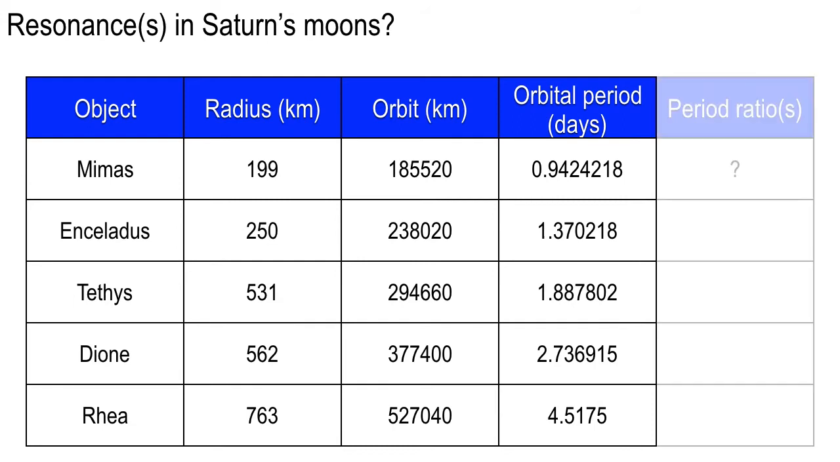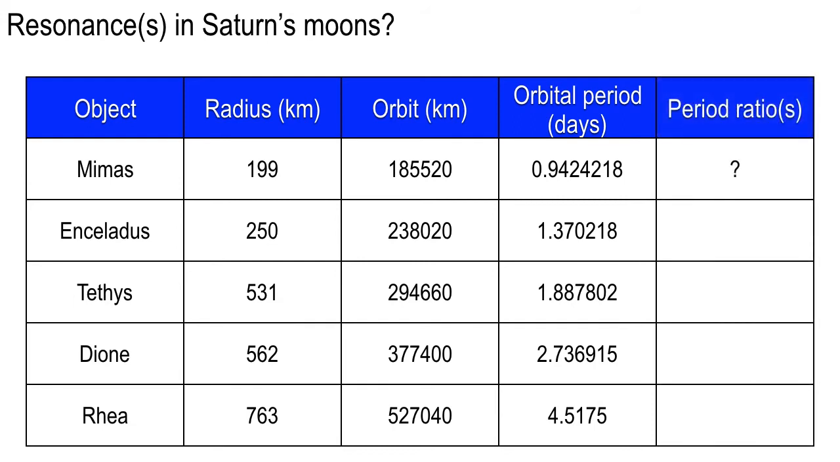And what we're going to try to look at, I want you to especially have these orbital periods. Mimas goes around Saturn in less than a day. That's pretty fast. Enceladus, just over a day. So this is 1 day and 0.37, that's 7 or 8 hours or so. 1.88 days. And down here, Rhea, 4.5175 days. So now the radius and the orbit are not the main interest for us. What we're interested in are the orbital periods.